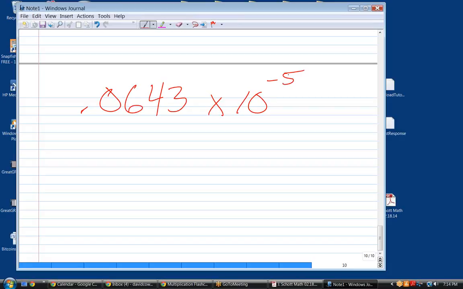Put this in scientific notation? Point, wait, you put the decimal between the 0 and the 6? No, that would leave a 0.6 as the first number. The first number's got to be between the 6 and the 4? 10, yeah. So 6.4 times 10 to the what? -7? Good.